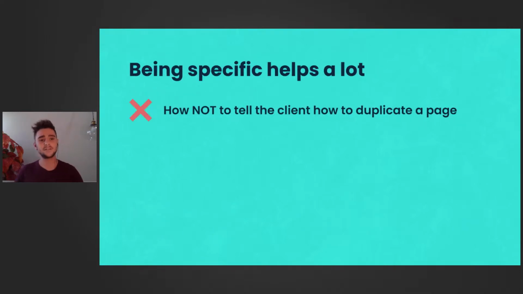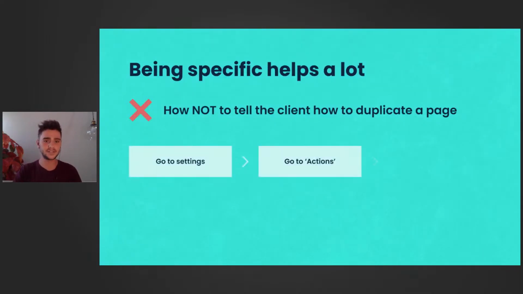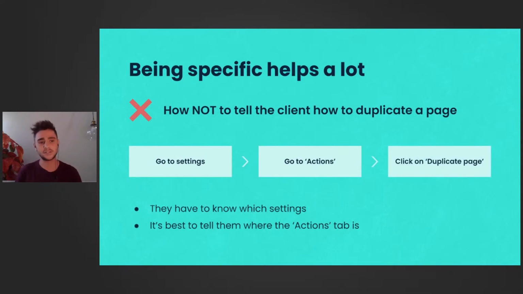So being specific helps a lot. For example, if you need to tell the client how to duplicate a page so they can do it themselves, how should you do this? Well, this is an example not to do. You see, go to settings, go to actions, and click on duplicate page. I think this is not detailed enough.